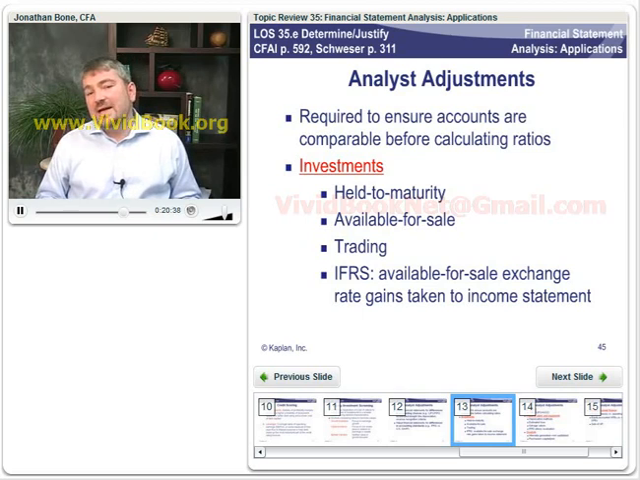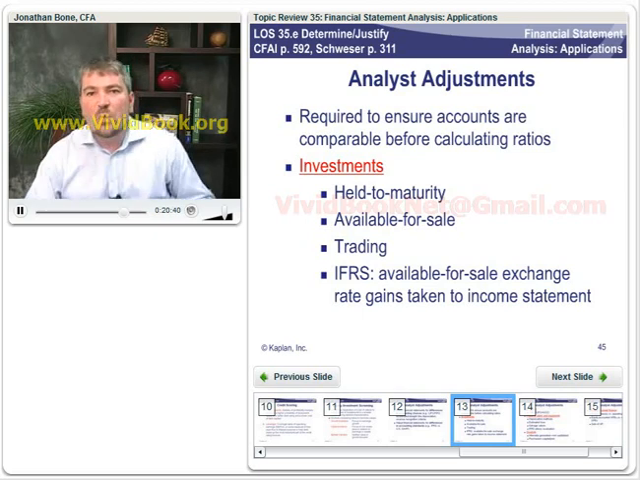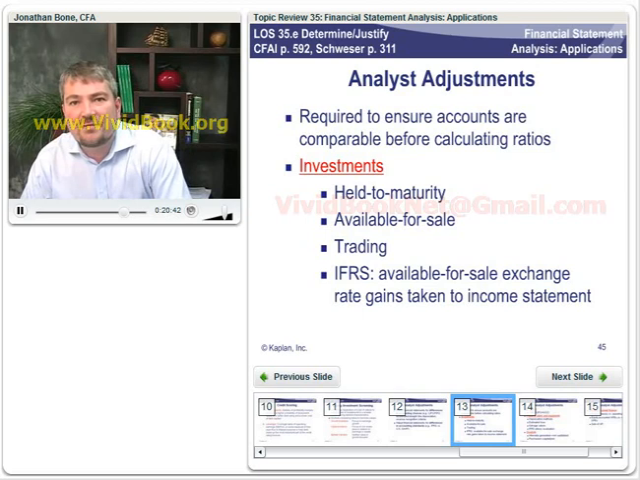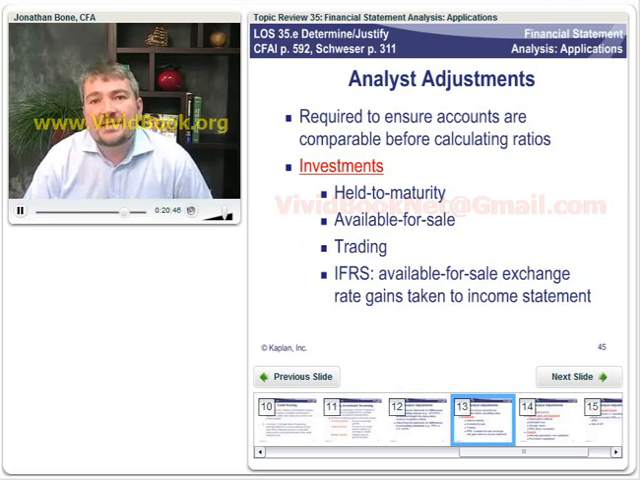Again, with international accounting standards, you should be aware there's a little bit of a difference in treatment of available for sale securities. And the difference between US GAAP and IFRS is the difference on exchange rate gains and losses on overseas available for sale securities. Under US GAAP, you don't have to split the difference in market value and exchange rate out.